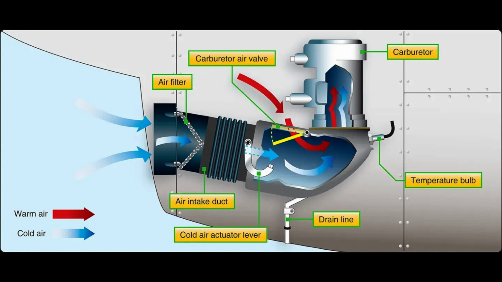Two types of induction systems are used in WSC engines. 1. The carburetor system is most common. It mixes the fuel and air in the carburetor before this mixture enters the engine intake. 2. The fuel injection system injects the fuel into the air just before entry into each cylinder.